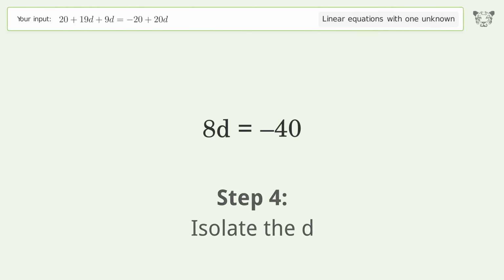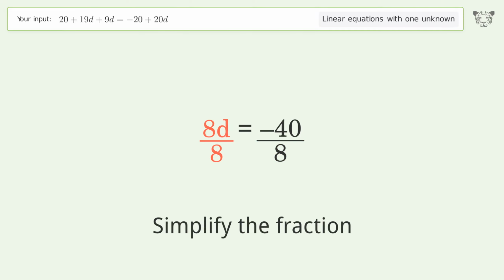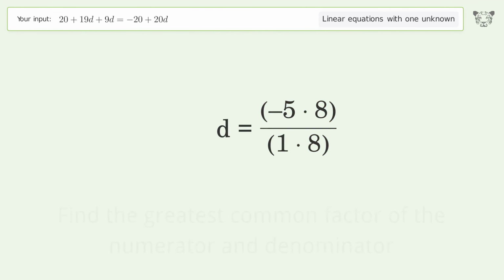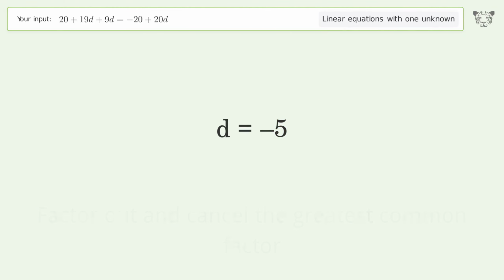Isolate the d. Divide both sides by 8. Simplify the fraction. Find the greatest common factor of the numerator and denominator. Factor out and cancel the greatest common factor. And so the final result is d equals -5.